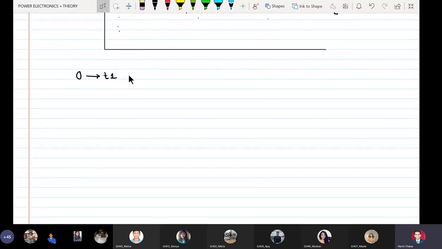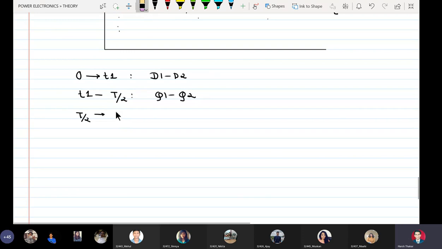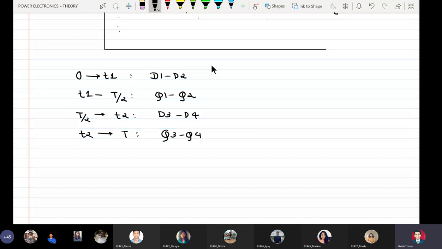Okay, so let us write down the intervals. From 0 to T1, D1, D2 will conduct. From T1 to T by 2, the transistor pair will conduct. From T by 2 to T2, the diodes D3, D4 will conduct. And from T2 to T, Q3, Q4 will conduct. Students, we need to write down here that this is feedback operation. Whenever two diodes are conducting, it is feedback operation.